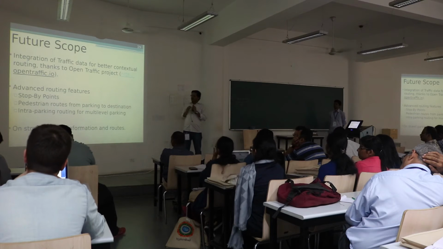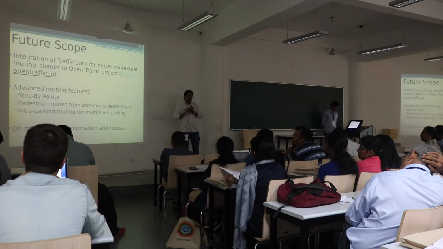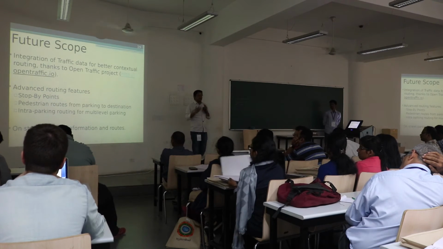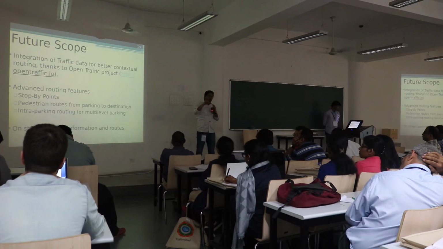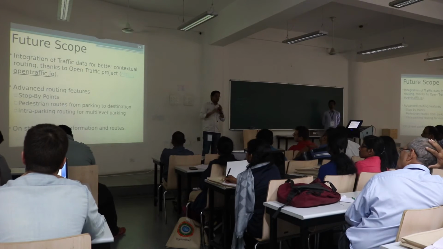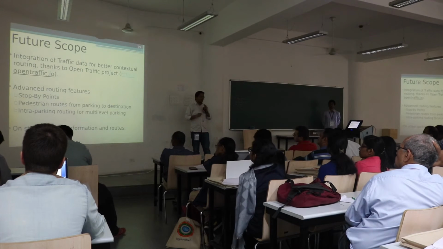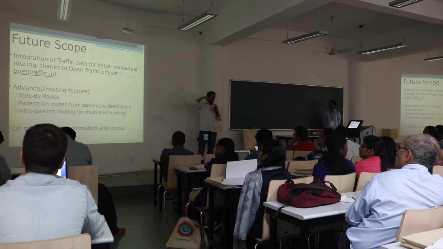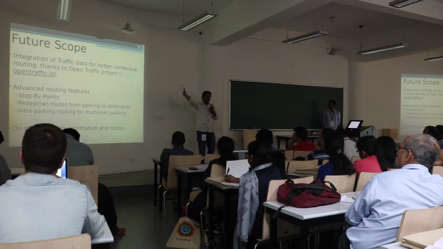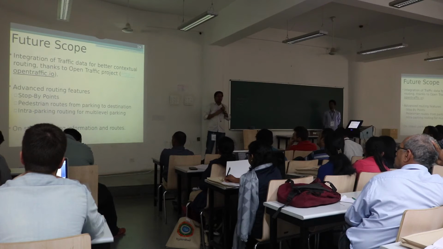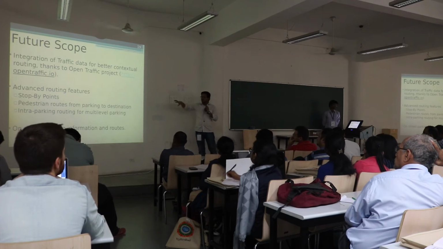And then the pedestrian routes from parking to destination. So it might be the case that the parking spot is not present at the very location which the user has provided as the destination. So we'll be providing the pedestrian route, so the user can park their vehicle at the nearest parking lot and then go to their destination wherever they want to go. So that is also a feature.